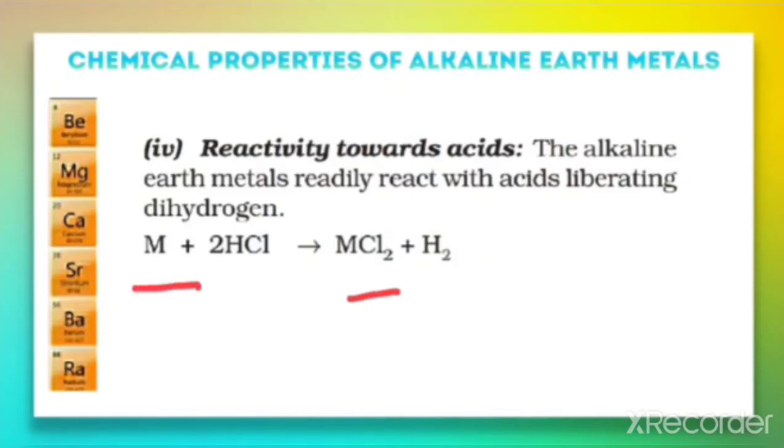If you want, you can write a particular equation here, that is magnesium with HCl giving rise to MgCl2 plus H2. So here there is a liberation of a gas, and that gas is hydrogen gas which is liberated here. So that is a reaction of alkaline earth metals with the acid.